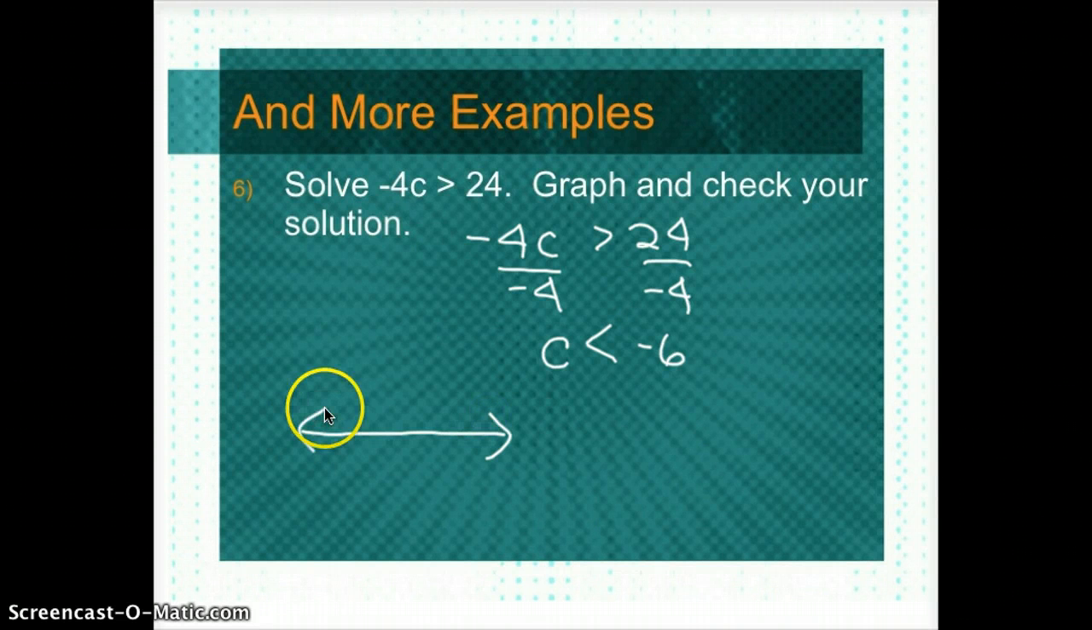I'm going to graph that. I've got 0, I've got -6. Less than, I'm going to go all the way to the left here. And -6 itself is not less than -6, so open circle. And I'm going to check a number over there, like -10. So is -4 times -10 really greater than 24? Well, that's 40. It is greater than 24. So I switched the symbol. It worked. And c is really less than -6.